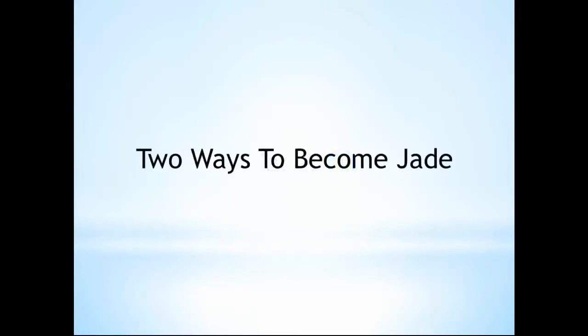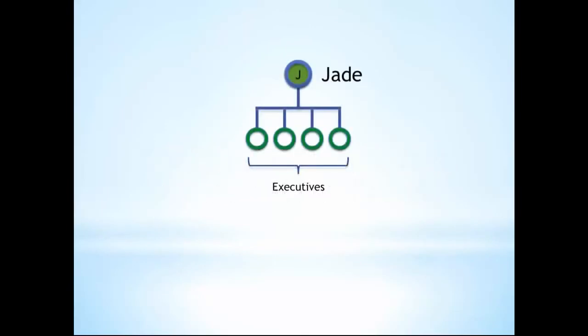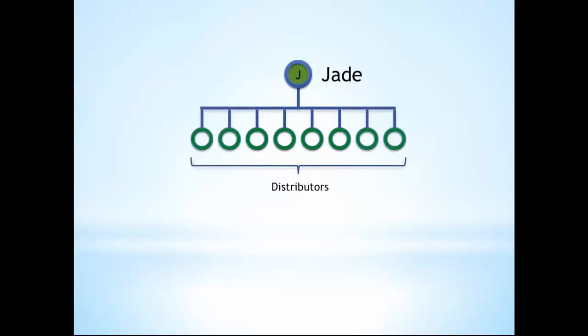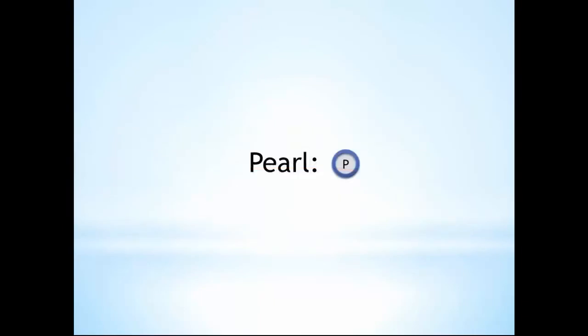The next rank is that of Jade. There are two ways to become a Jade, both of which are based on personal enrollment. The first is to personally enroll 4 executives. The second is to personally enroll 8 distributors. As a Jade, you're entitled to receive all the team commissions in addition to a first generation of matching bonuses at 20%.